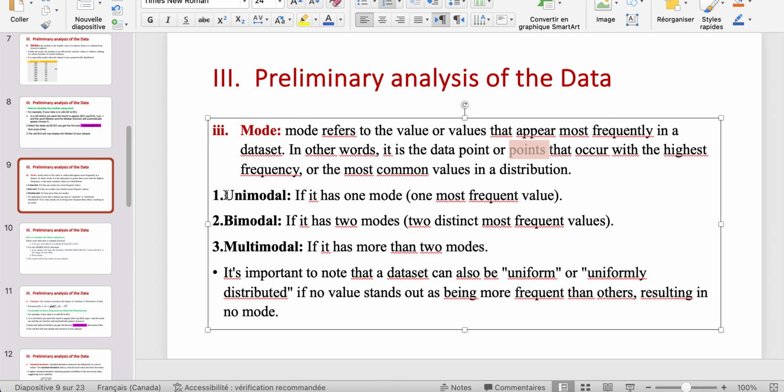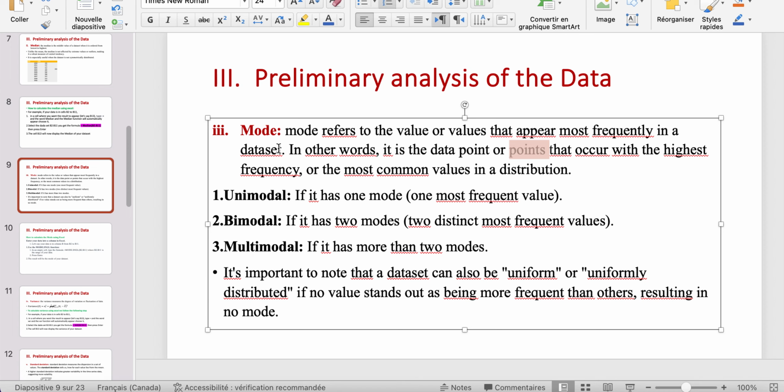So like I mentioned before, we can have only one mode, so we say that it's unimodal, or two modes, so we say our data is bimodal, or several modes, so we say that our data set is multimodal. Okay, our data set is a multimodal data set when we have data with more than two modes.